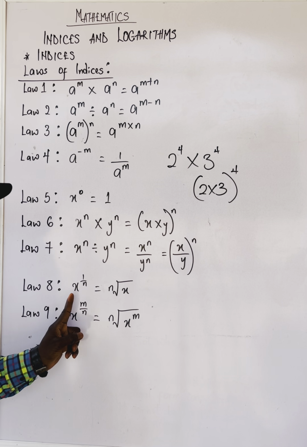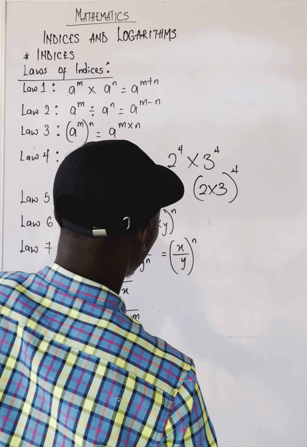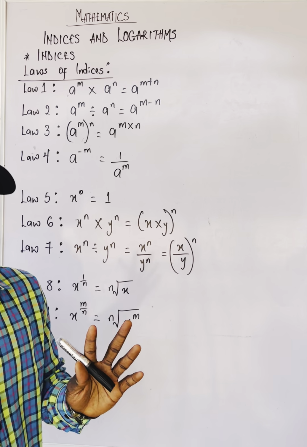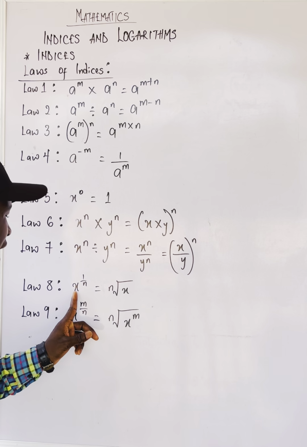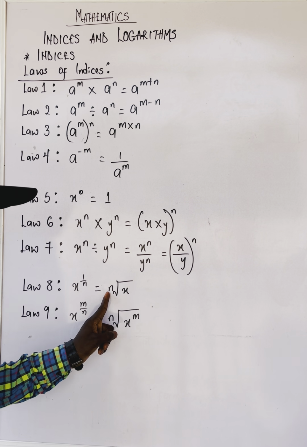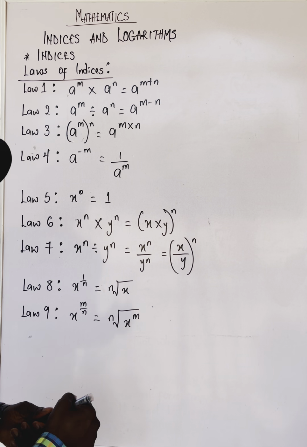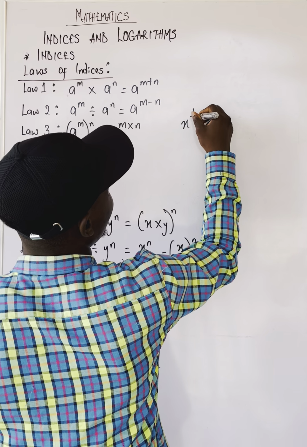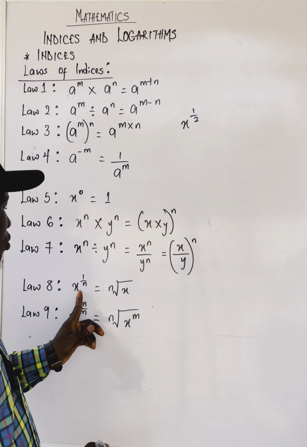Now going to the eighth law. If I have x to the power of 1 over n, now this is where I need to emphasize on this last one, so that once you get it, you are good to go forever. If I have x to the power of 1 over n, another way to write it is what? It is the nth root of x. So let's use numbers for this. Let's say I have x to the power of half.